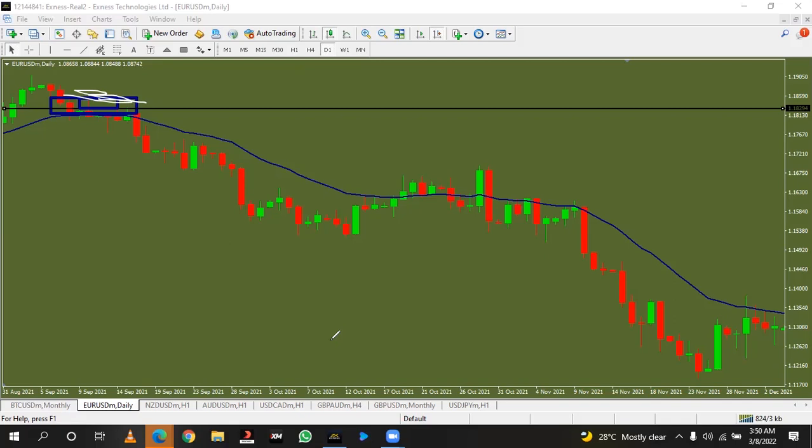Now, I want to talk very quickly about imbalances. Imbalances happen within 3 candles. This is the first one, the second one, then the third one.